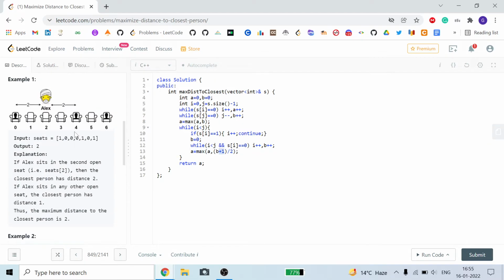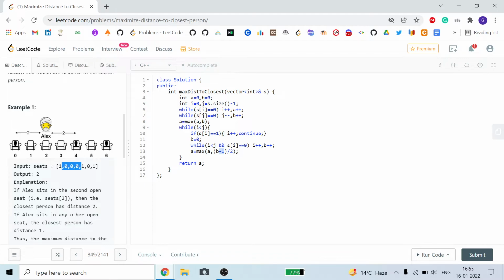Like for example, here b is equal to 3. In this particular case, b is equal to 3. So what would be our answer? The answer is equal to 2. But if we do 3 divided by 2, it gives us 1. Okay, so we only add plus 1 in it. Like because we can put it here, but when 1 divided by 2, it gives us 0. So I am doing plus 1 to counter the odd numbers only.